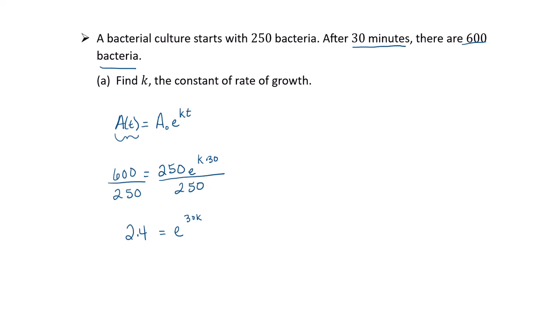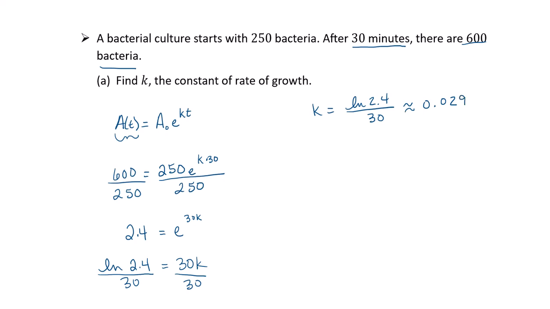Now I can change to log form. This will be natural log of 2.4 equals 30k. We can go ahead and divide both sides by 30, and that will give me my constant of growth. K is equal to the natural log of 2.4 divided by 30, which is approximately 0.029182 to 6 decimal places.